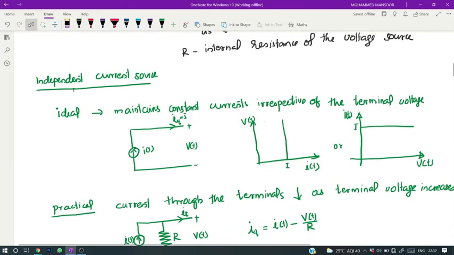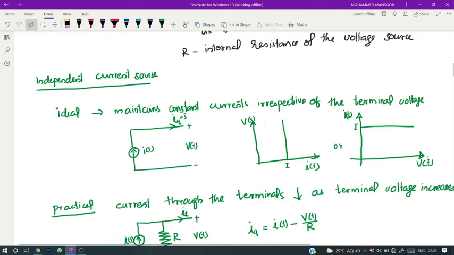In the case of an ideal independent current source, it maintains constant current irrespective of the terminal voltage. If the terminal voltage is increasing, that does not depend on the value of I of t. If this value is I, that value is maintained constant as the terminal voltage increases. This VI characteristic can be represented in these two ways, either this or this.